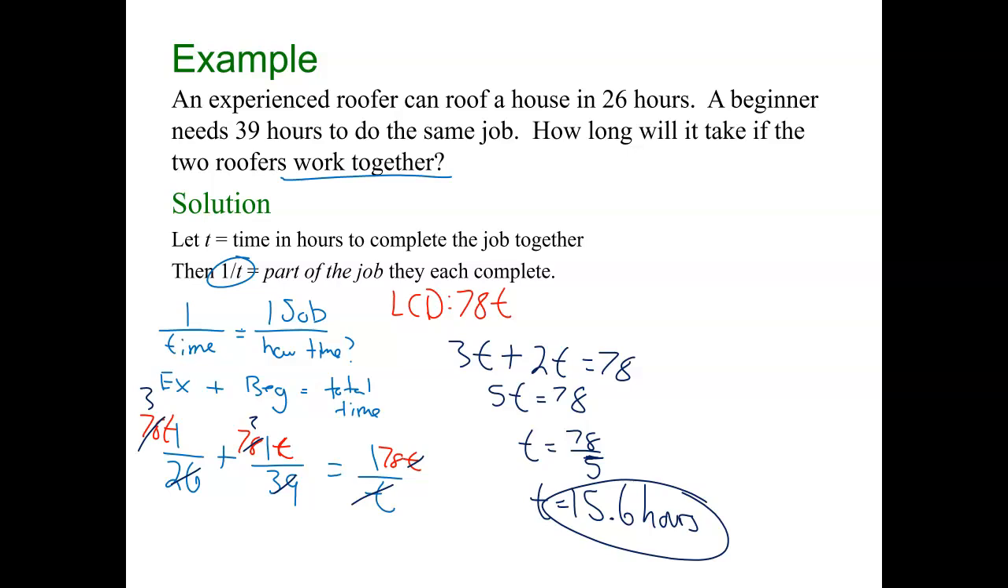Say that again? How do you know? Well, they're both going to be working 15.6 hours. Oh, they're going to be working together for 15.6 hours to finish the job. So without the calculator, write out your multiples of 26 and 39. So 26 times 1, 26 times 2, 26 times 3, and then 39 times 1, 39 times 2, 39 times 3, and then until you find a common number.